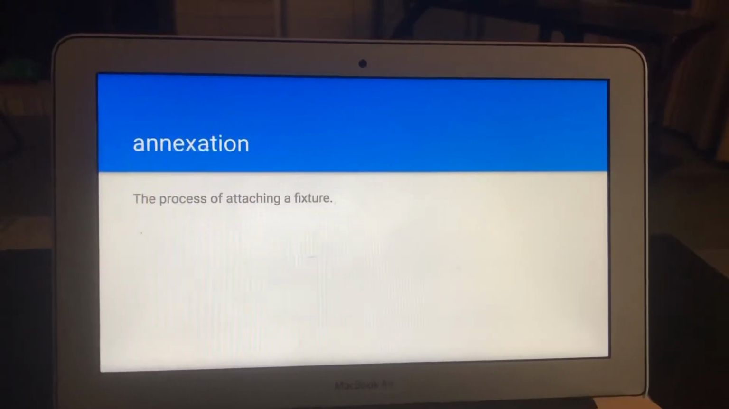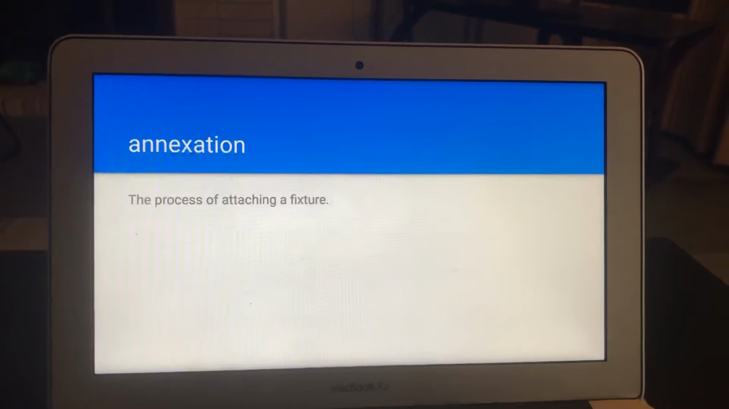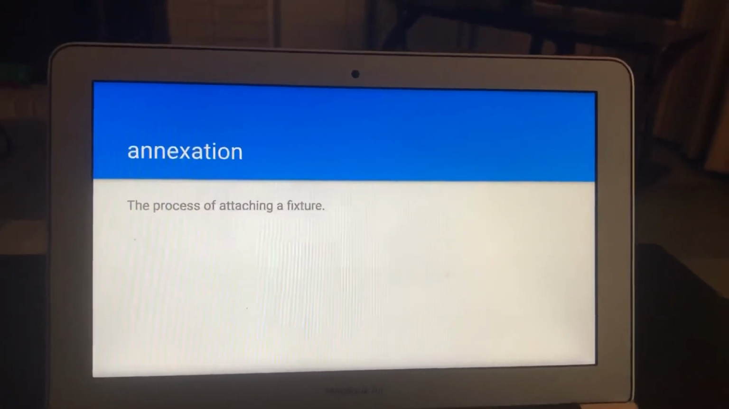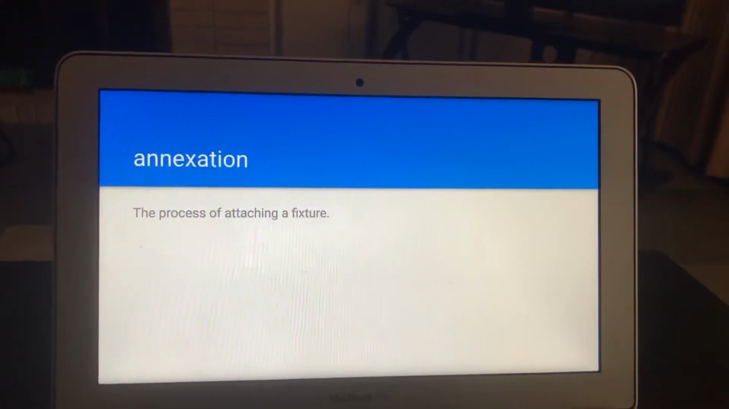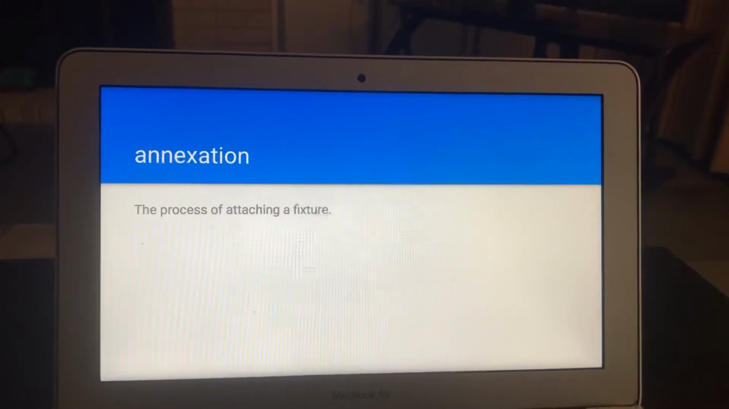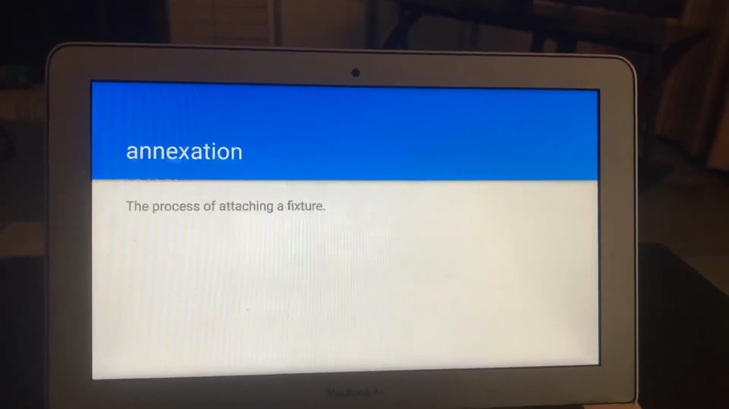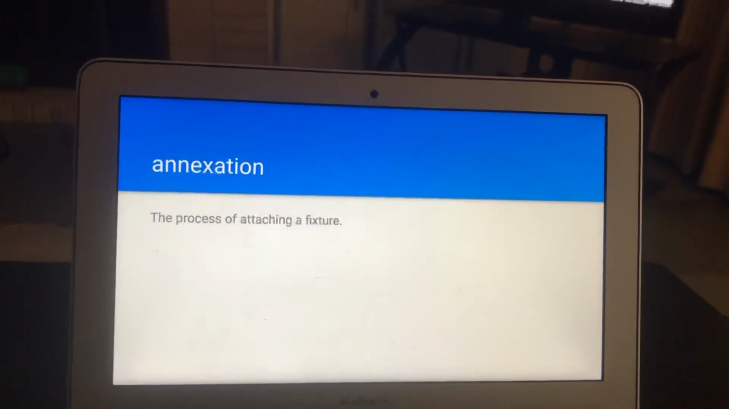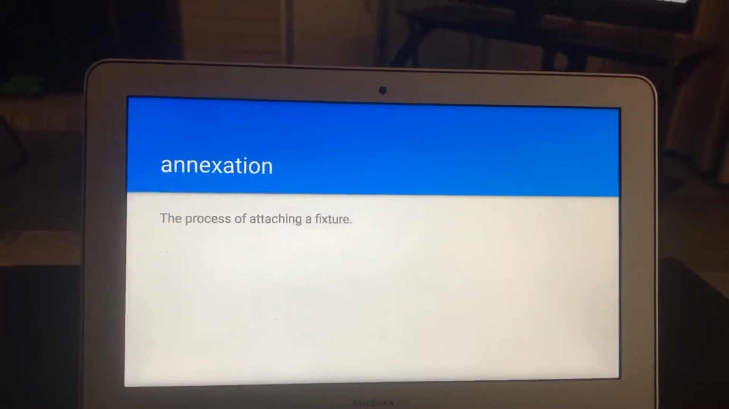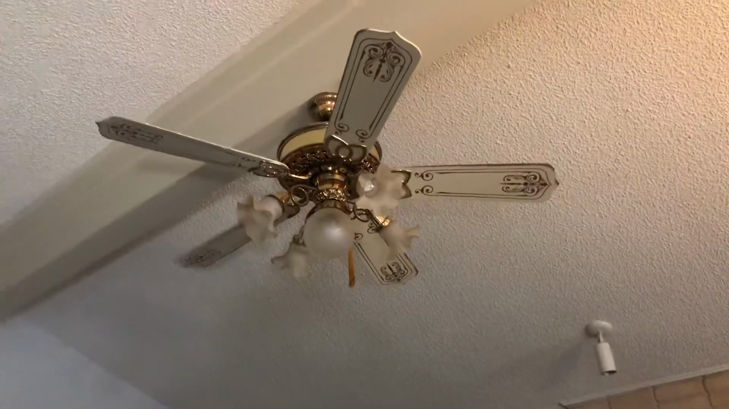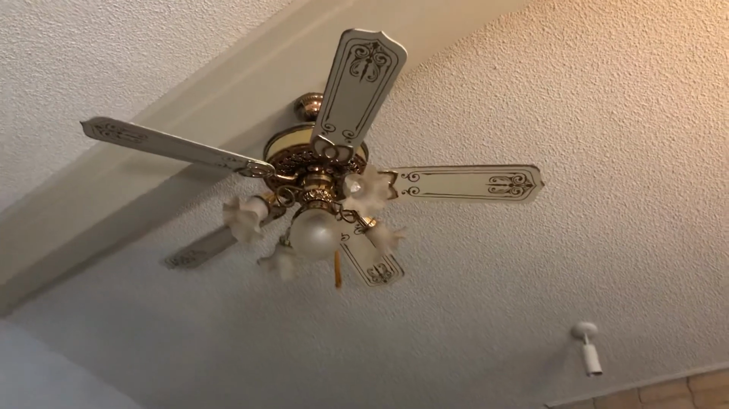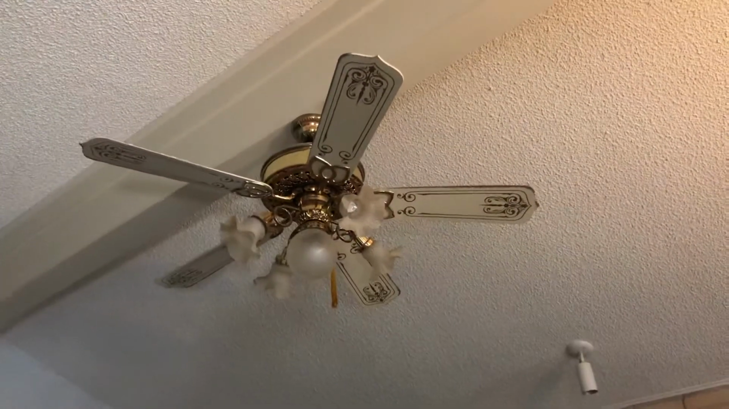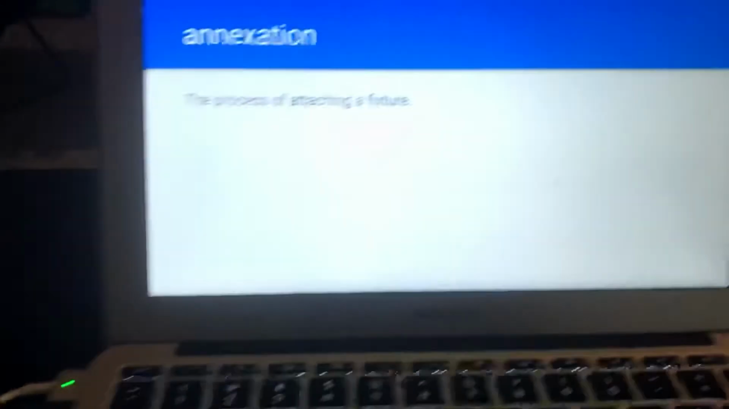Now, once you attach the fixture to, like, a building, that's called annexation. So annexation is the process of attaching a fixture. So, for example, the ceiling fan, once you attach it, the process of attaching it is annexation.